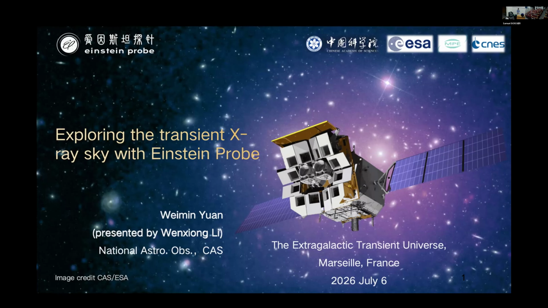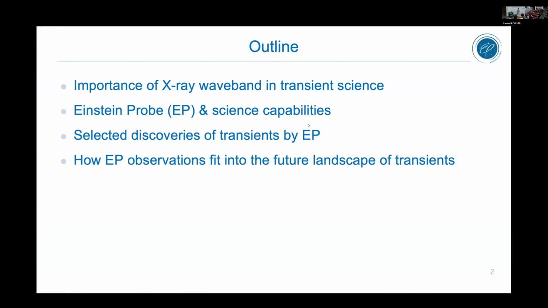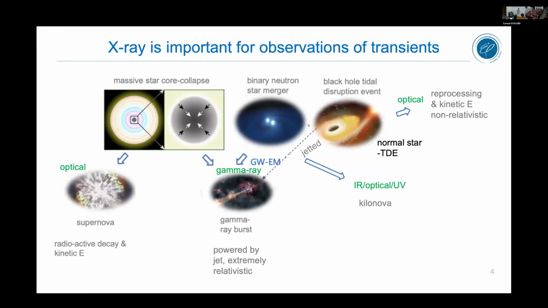I will talk about exploring the transient X-ray sky with Einstein Probe. I will first provide some background for X-ray transient science and introduce Einstein Probe and its science capabilities. Then I will present some selected interesting discoveries of transients by EP, and finally make some comments about how EP can fit into the future landscape of transients.